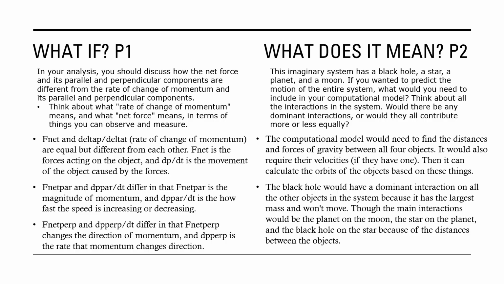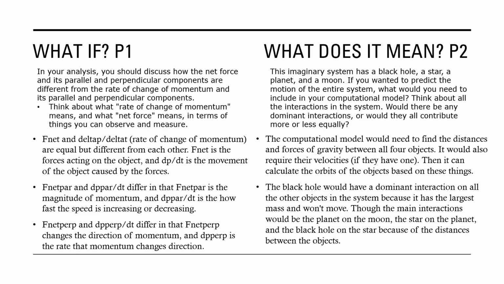F net par and dp par differ in that the F net par is the magnitude of momentum and dp par is how fast the speed is increasing or decreasing. F net perp and dp perp differ in that F net perp changes the direction of the momentum and dp perp is the rate of that momentum changing direction.